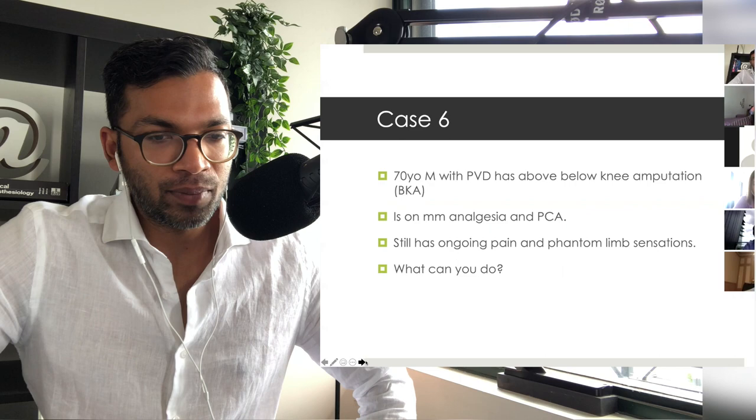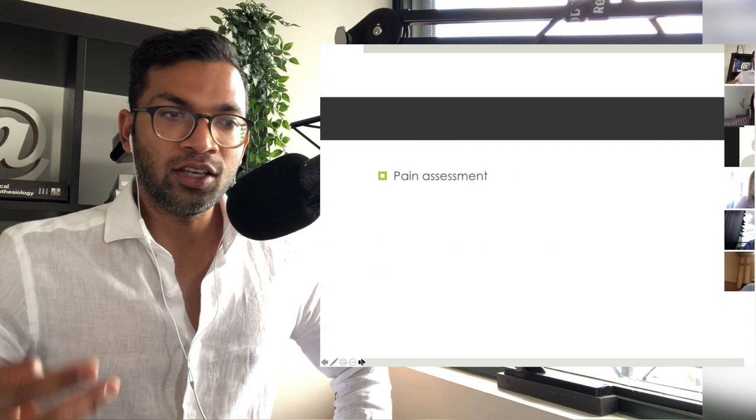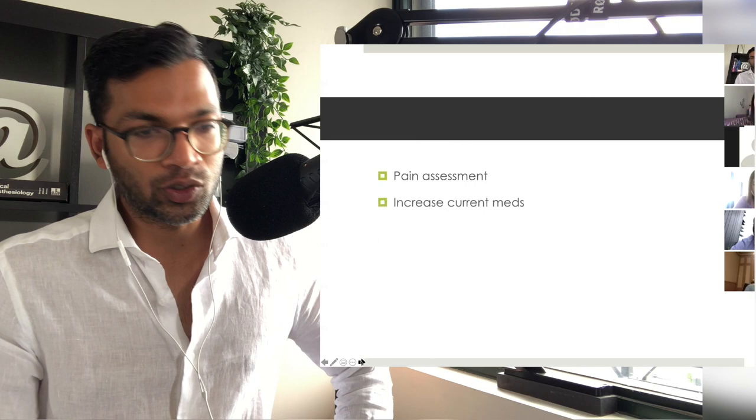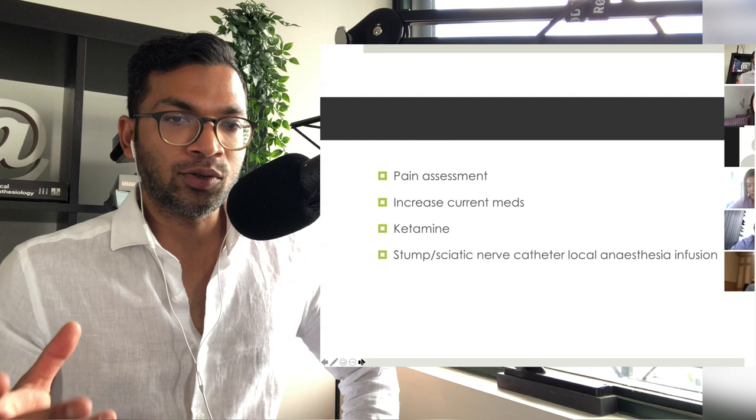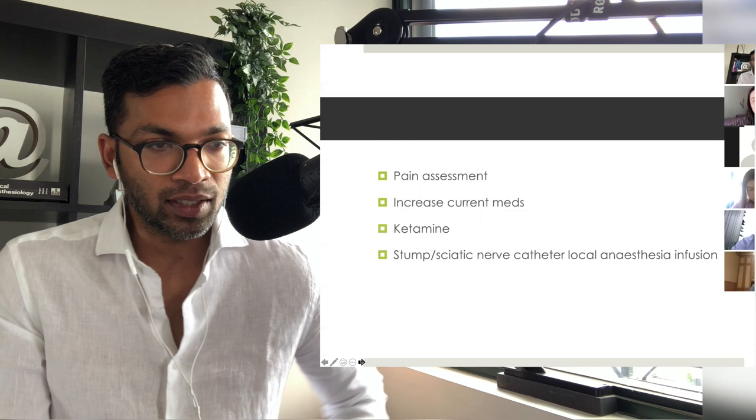This is where your next kind of agent comes into play. Imagine again, you've done everything right: multimodal analgesia, you've started the PCA, you've made sure your pain assessment is fine and you've increased your current meds. But you might want to start ketamine. There's good evidence that ketamine decreases severe phantom limb pain. And then these special stump or sciatic nerve catheters with local anesthesia infusions can also reduce pain and phantom limb pain as well.